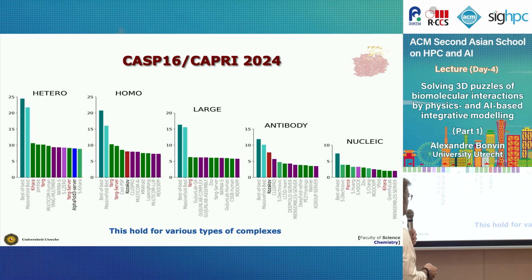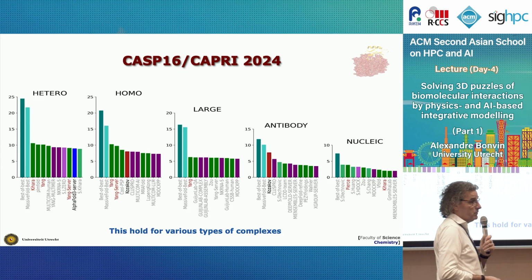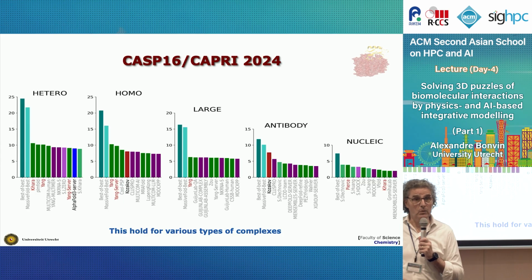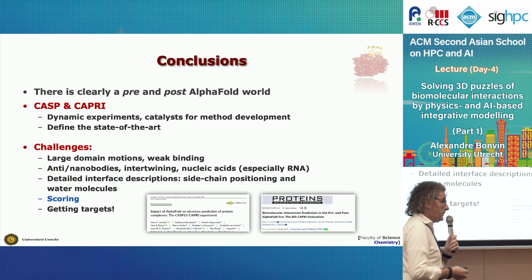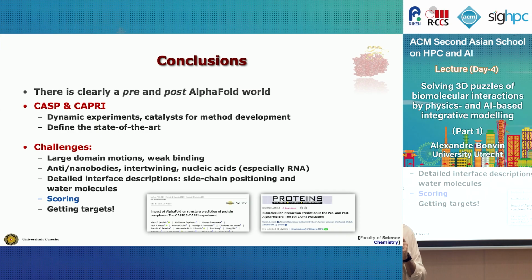The antibody ones are here, and nucleic acid complexes are here. So everywhere you can see that the best of best is better and much better than the average of the community. Okay, which is good news, I think, if you are working in computation these days. Of course, there's a big difference between before and after AlphaFold, and CASP and Capri have been highlighting that. And these experiments are very important in defining what is the state of the art.